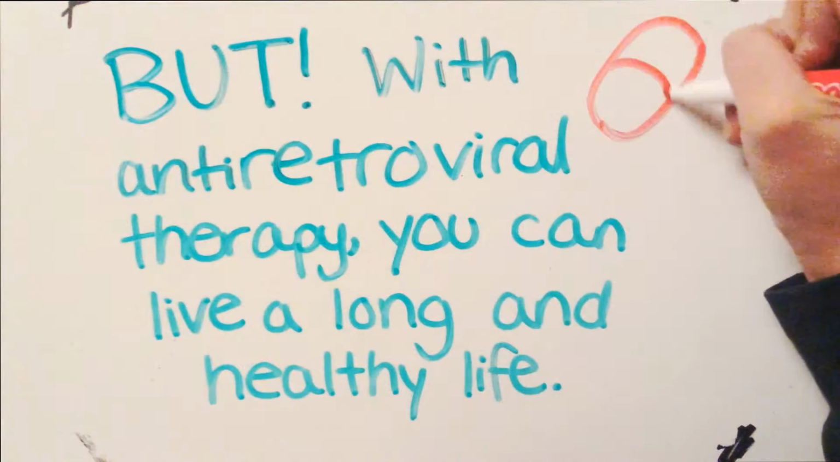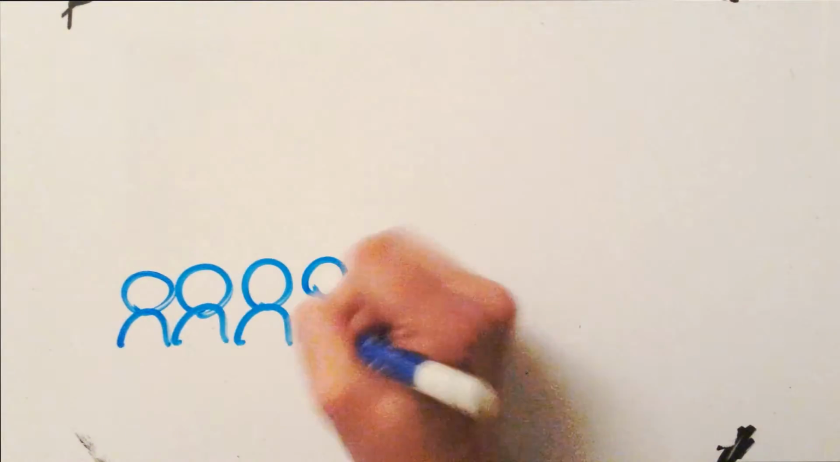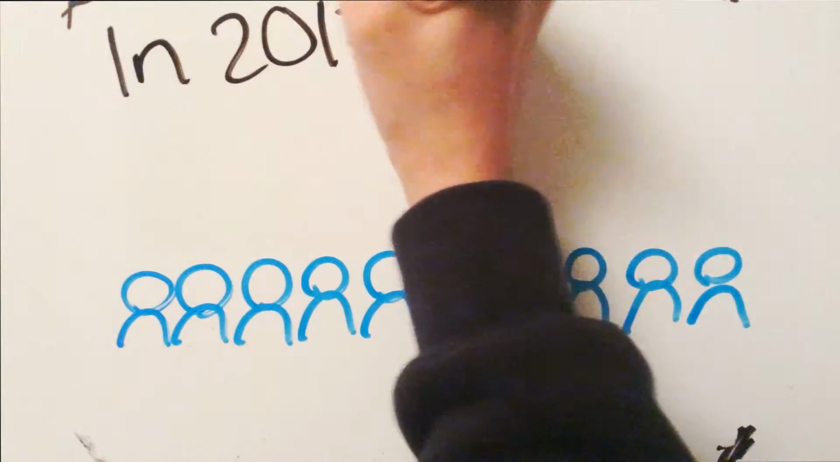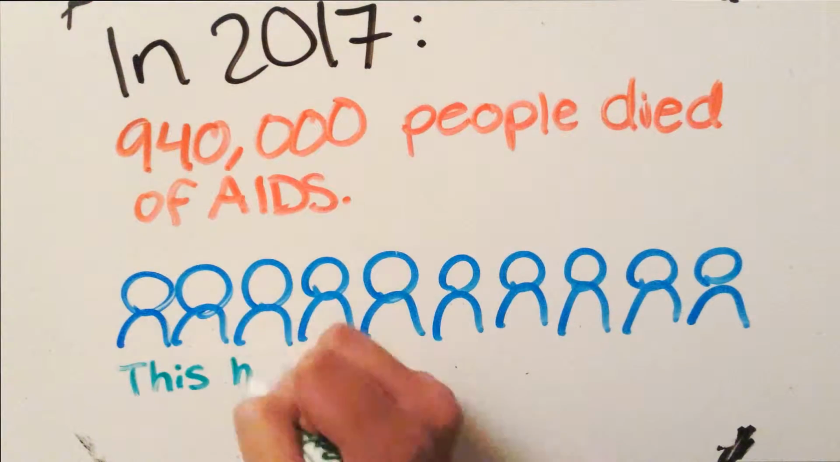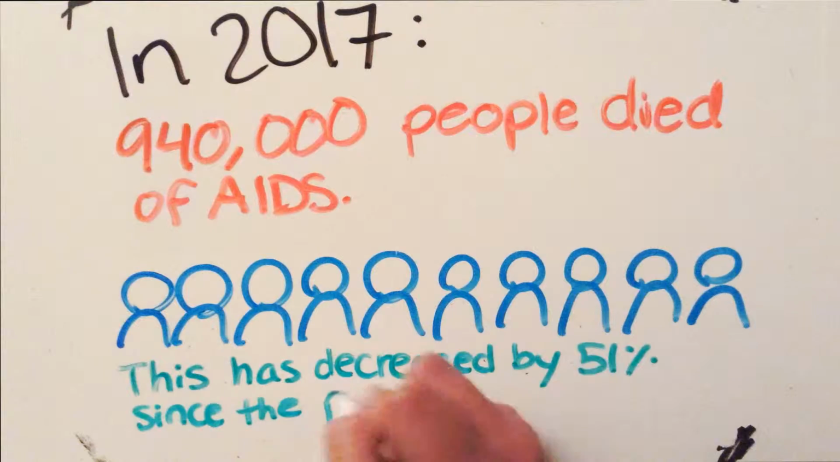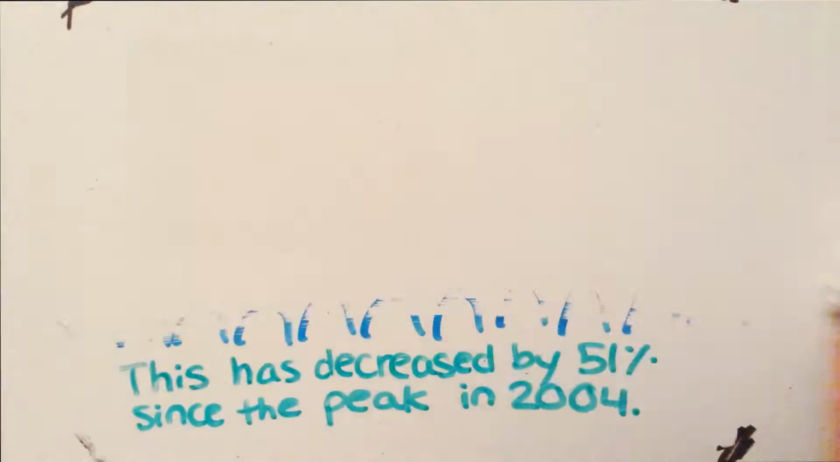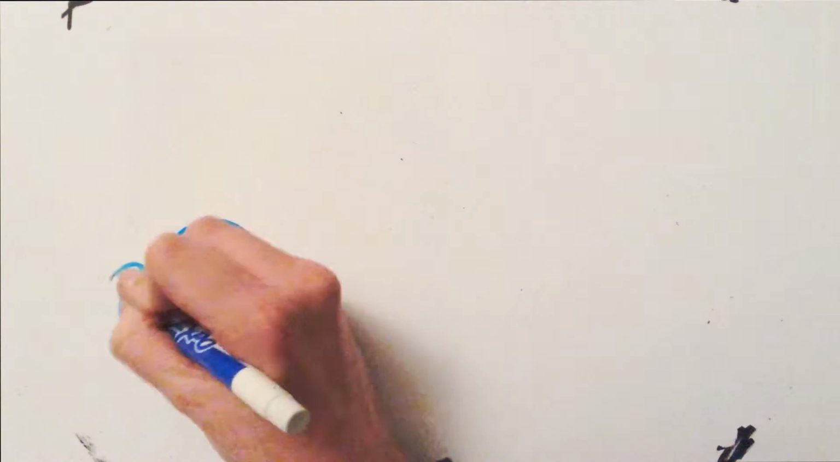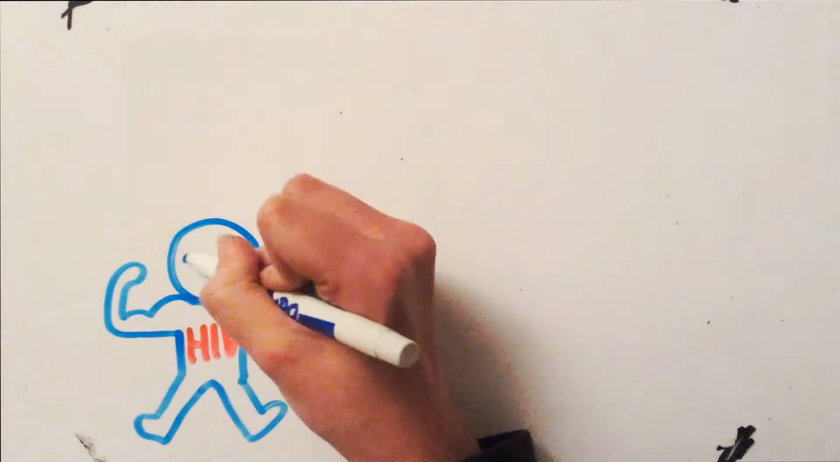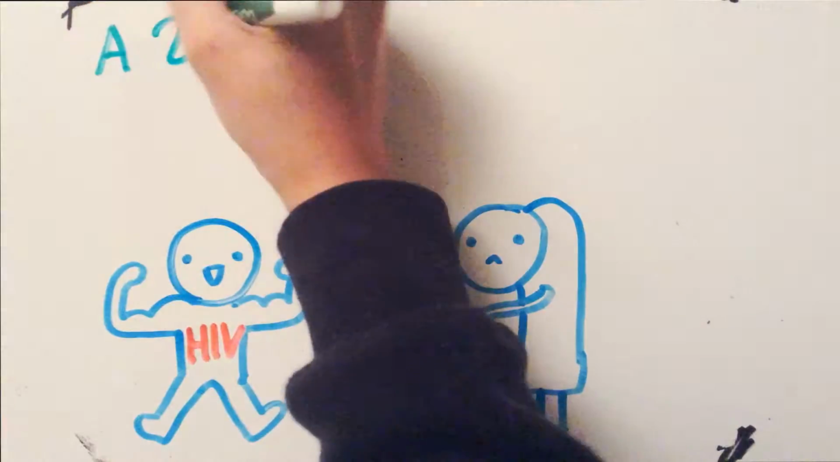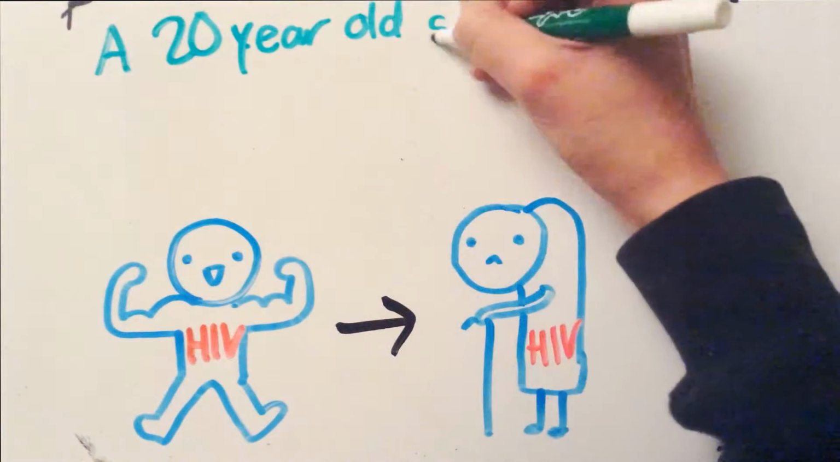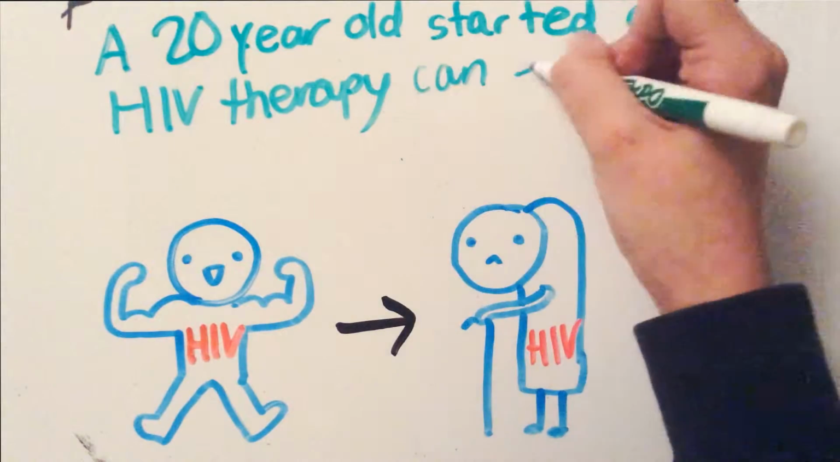In 2017, 940,000 people died of AIDS-related illnesses around the world. This number has been reduced by more than 51%, or 1.9 million people, since its peak in 2004. In recent years, the international community has made efforts to provide universal access to HIV prevention and treatment, and a 20-year-old started on HIV therapy can expect to live to his or her early 70s.